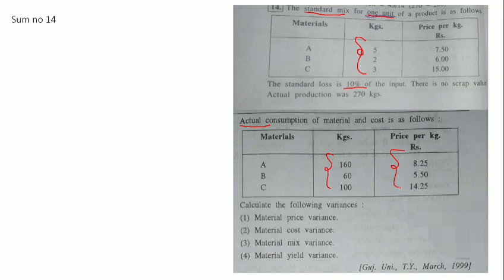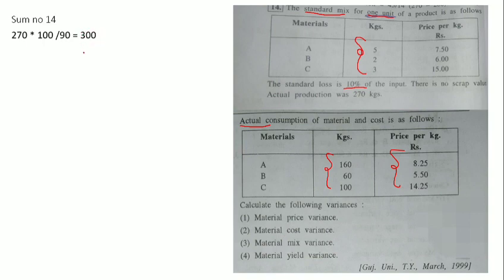So moving ahead, how to calculate this sum. The first step is to calculate total SQ. For that, 270 is multiplied by 100 and divided by 90, which gives you 300. This 270 is the actual production mentioned in the sum, and this 100 is because there is a loss of 10%. Any percentage total is 100, and from it we subtract 10%, so you will get 90. So the final answer is 300. This is TSQ, meaning total standard quantity.